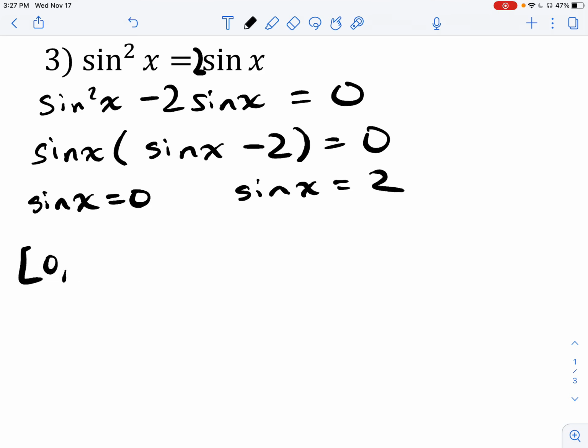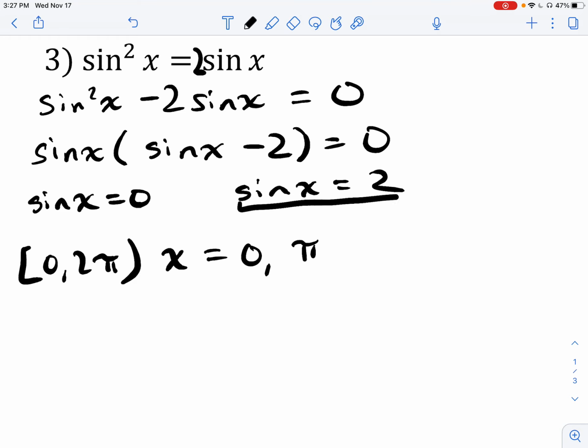From 0 to 2 pi, then, my angles that satisfy the equation sine x is equal to 0 are x is equal to 0, and also pi. Well, what about when sine x is equal to 2? Well, think about this. This here is undefined. There are no angles that when I take the sine of that angle, I would ever get an output greater than 1. So this is undefined here. So we really just need to worry about 0 and pi.